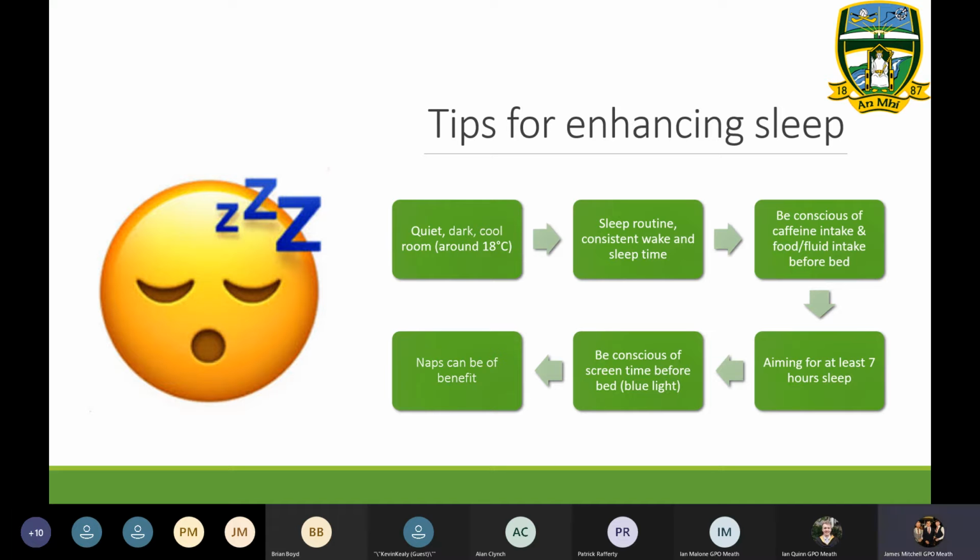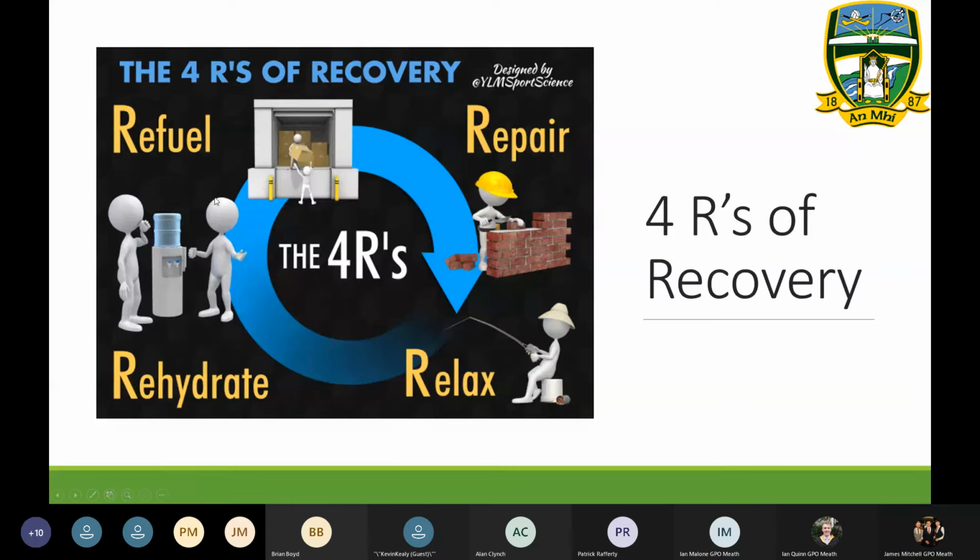And just the last one is naps. So naps can be of benefit. There's recommendations out there. I suppose one of my recommendations would be not to nap too long, so maybe 20, 30 minutes. If you go into too deep of a sleep, it's probably going to disrupt your sleep that night, so just be conscious of that. But yeah, naps can really be of benefit. So that's kind of my tips there.